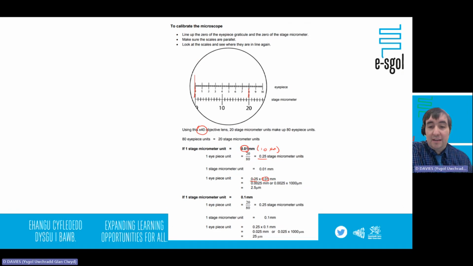So if I'm multiplying that by that, remember you need to multiply by 1,000. 0.25 times 0.01 is 0.0025 millimeters. Then I multiply that by 1,000 to convert it into microns, which gives me this. So what that is saying is, at the times 40 objective lens, one of these divisions is worth 2.5 microns.